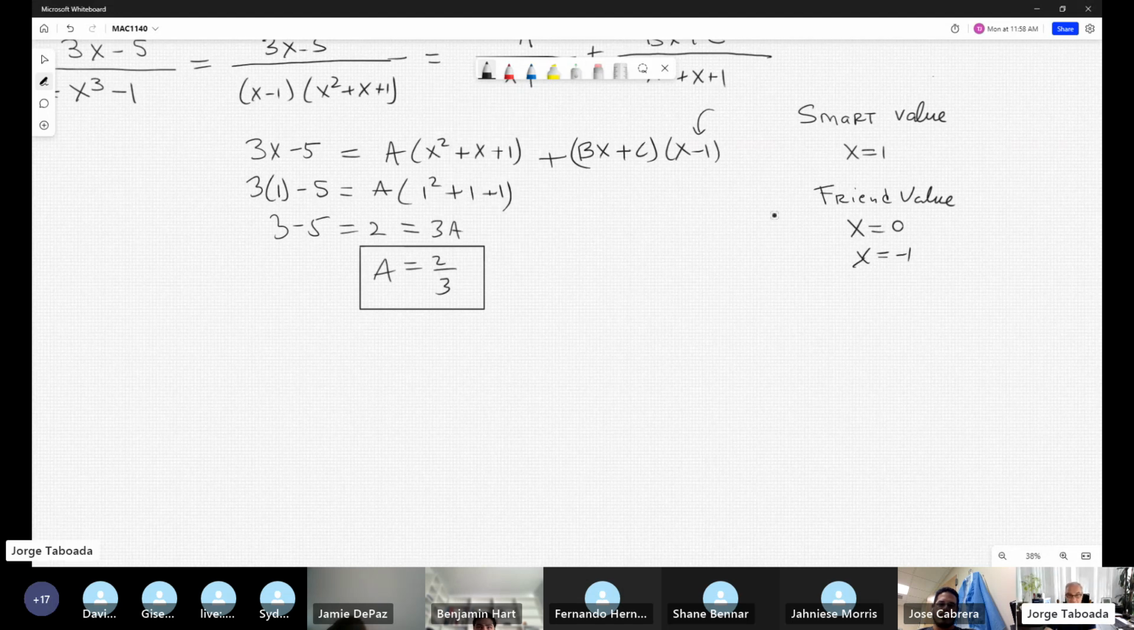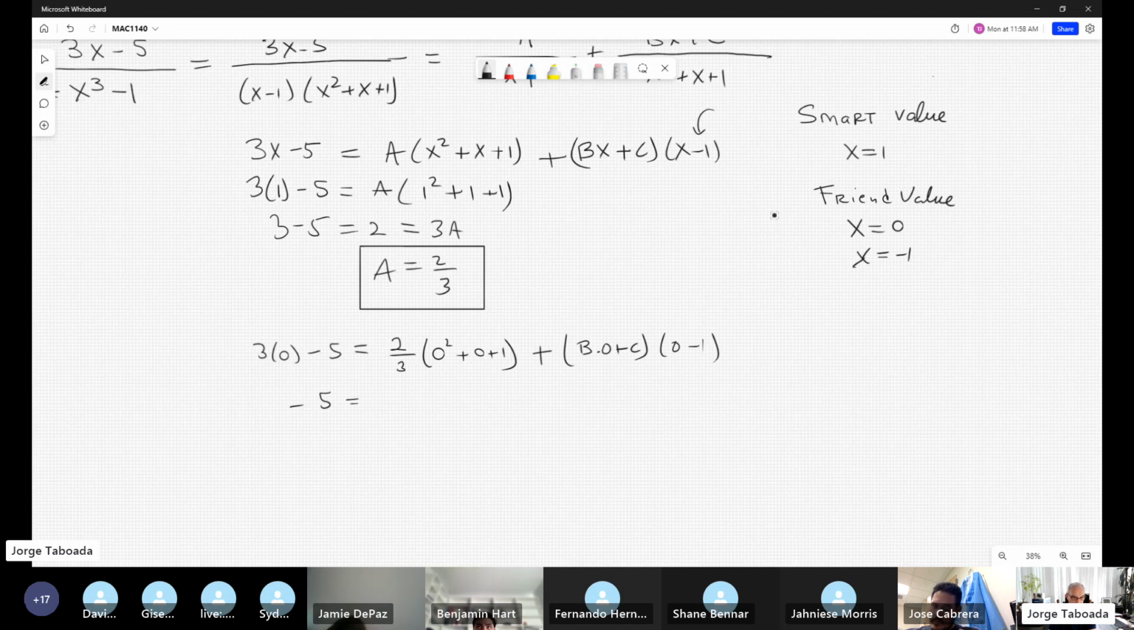So you bring in zero. 3 times 0 minus 5 is equal to A, but A is 2 thirds, times 0 squared plus 0 plus 1, plus B times 0 plus C times 0 minus 1. This is negative 5, obviously, because 3 times 0 is 0 and 0 is nothing. This is 2 thirds. I'm happy because B disappeared. I don't necessarily need the system, I solve it with one equation. C times negative one, because zero minus one is negative one.